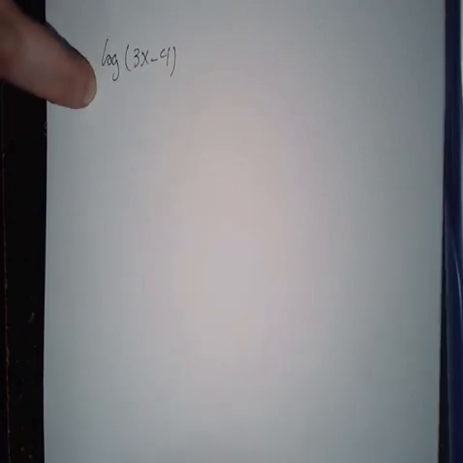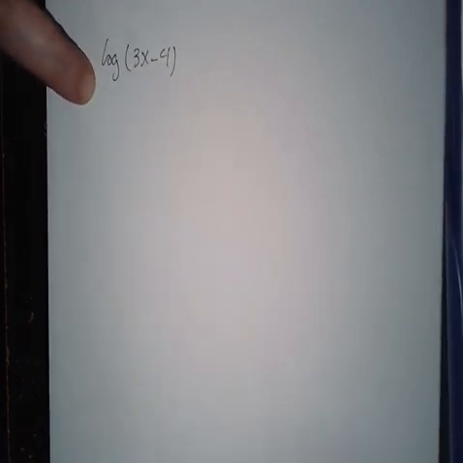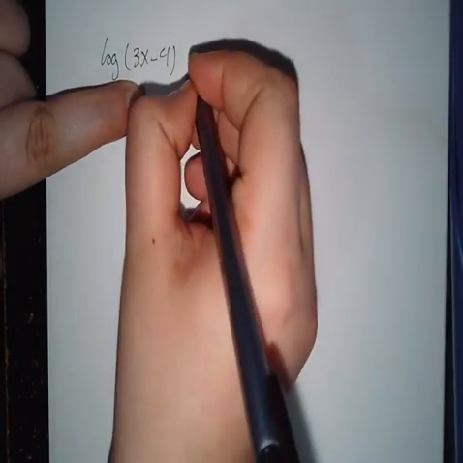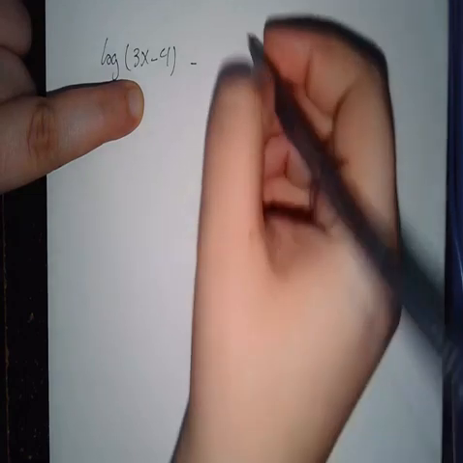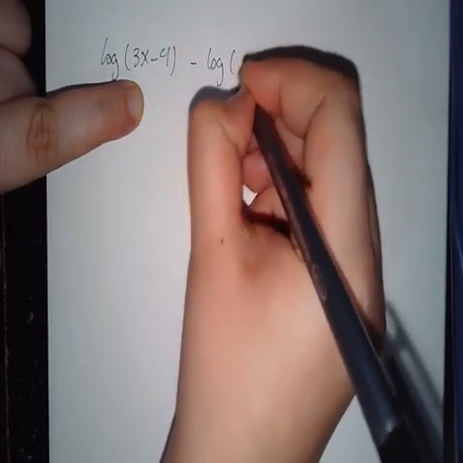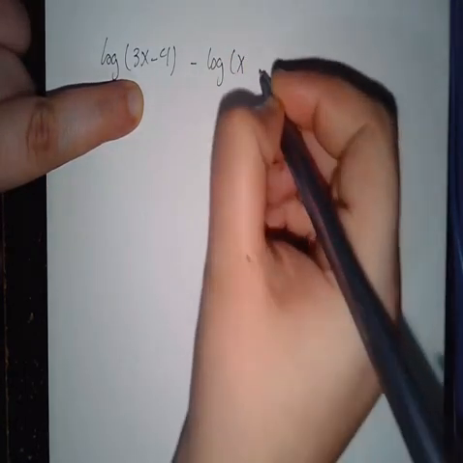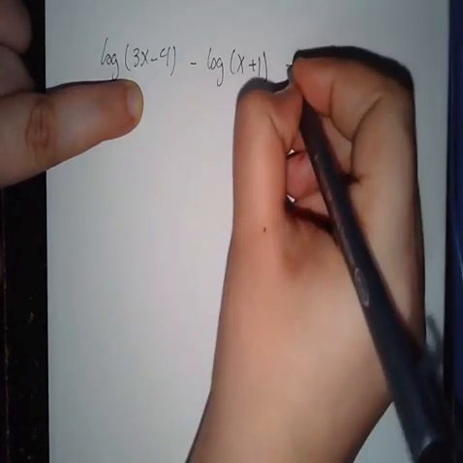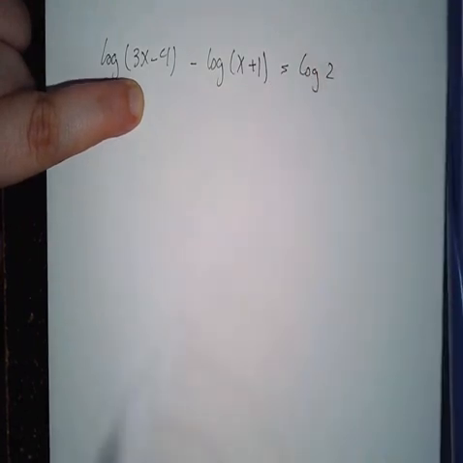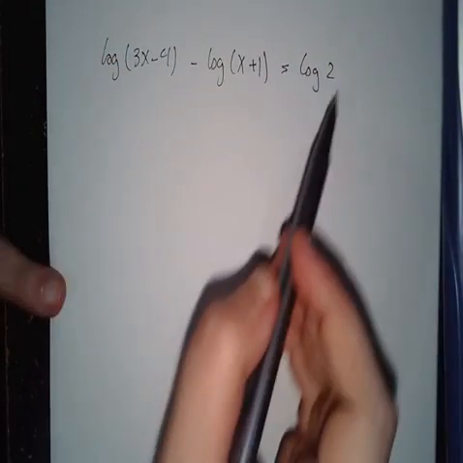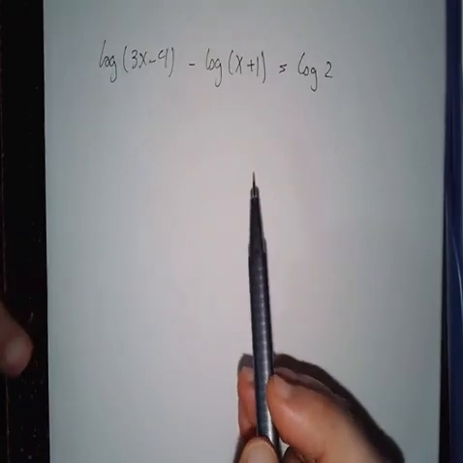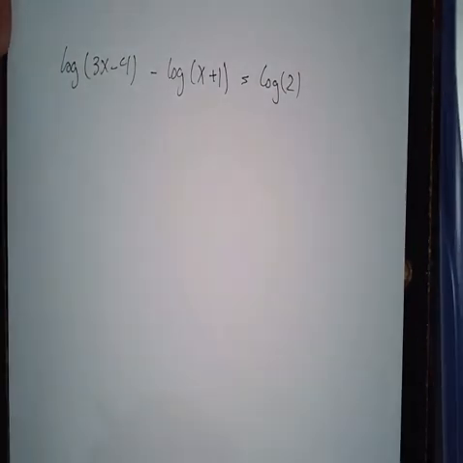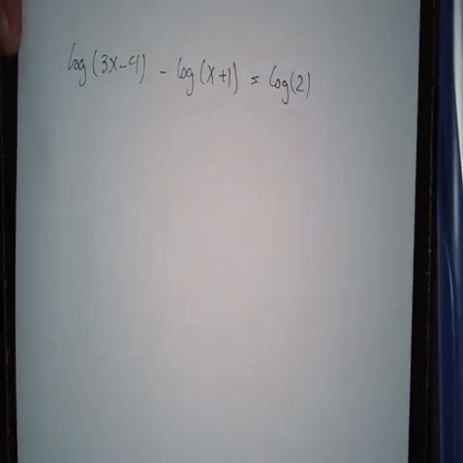So we have log, no base, so it's base 10. Now, log of 3x minus 4 minus log base 10, since there's no base, of x plus 1, yeah, equals log of 2. Okay, so this 2 is what's inside the log, not the base. And if it confuses you, always put the inside of the log between parentheses. I find that helps. Yeah?